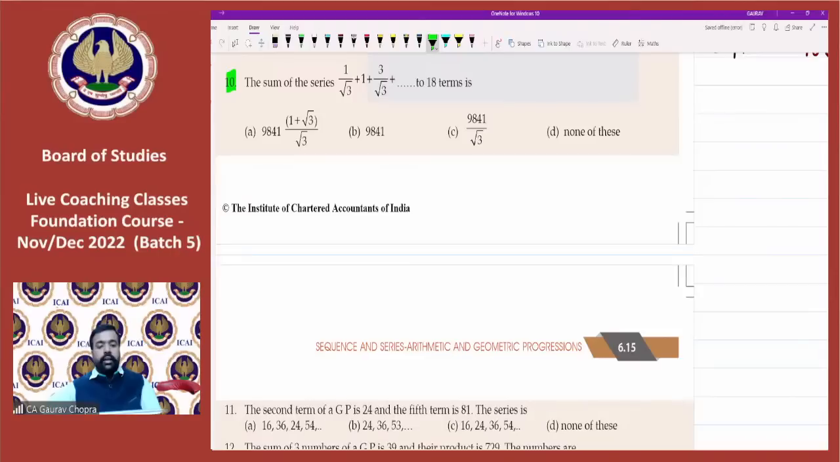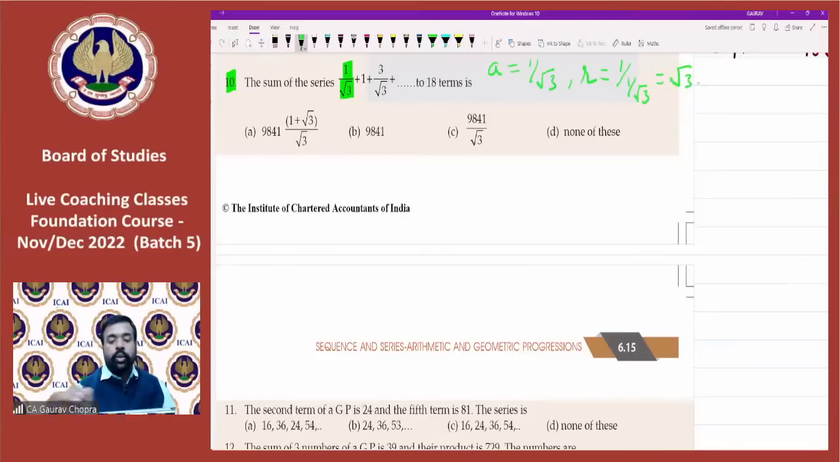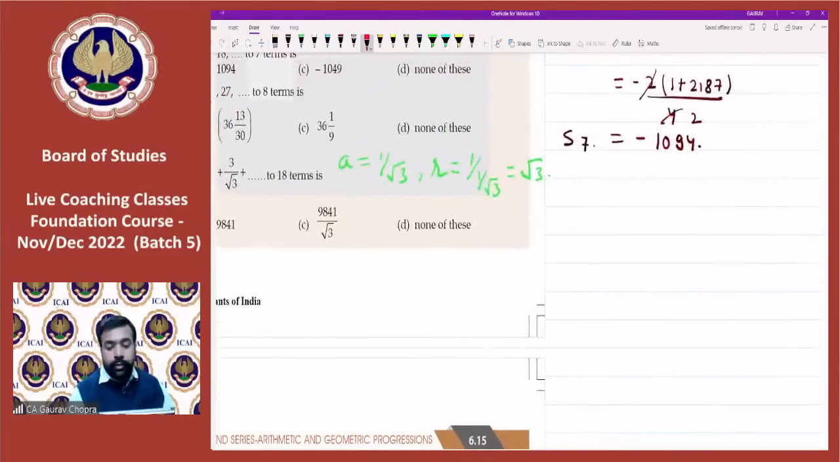So in question number 10, the sum of the series, what is A? A is 1 by root 3. What is common ratio? 1 divided by 1 upon root 3. So it will become simply root 3. This is root 3. Now what needs to be done? We have to calculate the sum. So now, since root 3 is greater than 1, we have to apply the formula for greater than 1.